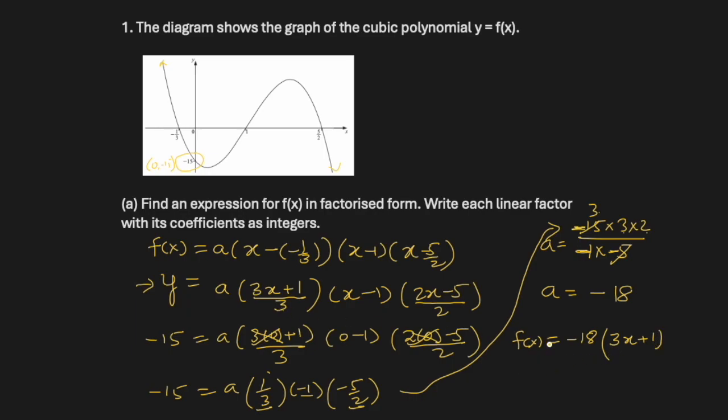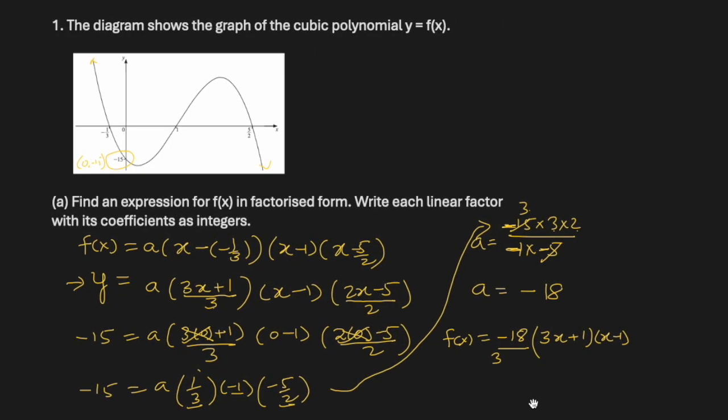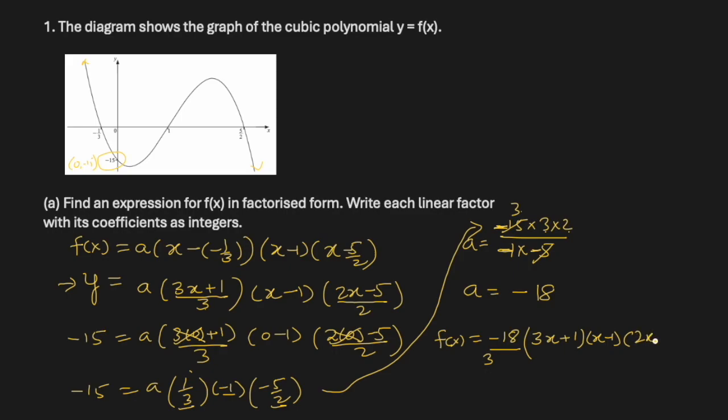This 3 which was the denominator I will write down here. Then we have x minus 1 and then we have 2x minus 5. Let me make more space and write here 2x minus 5, and this denominator 2 will be written here. So what do we get finally? This 18 and 3 and 2 will cancel out. 3 times 2 is 6, times 3 is 18. So minus 3(3x plus 1)(x minus 1)(2x minus 5) is the final equation of this cubic function.